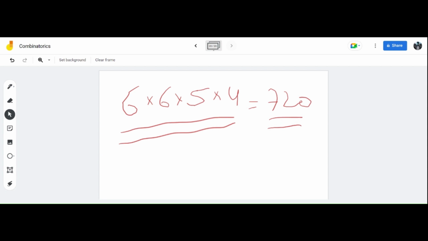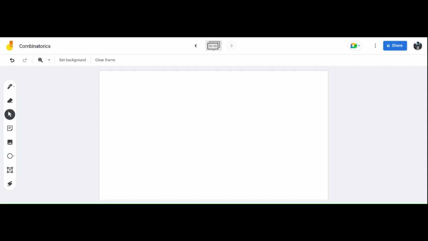So, I guess you understood all these two chapters of permutation. Okay, so this is the end of our first session of combinatorics.